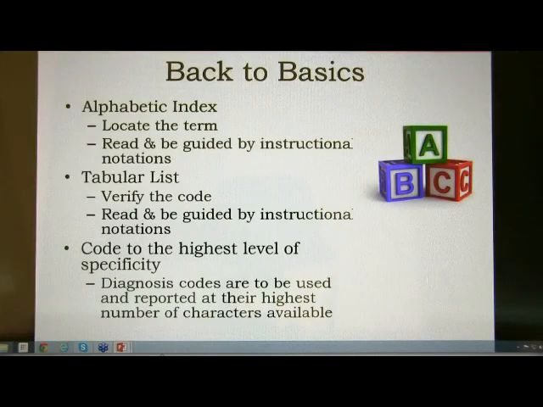Same as they always have. The front's the index where codes are looked up. In the back is the tabular with the further definitions of those codes. We always are told to look up in the index, go verify it in the tabular to make sure that you have your code to the highest level of specificity. If you have coders on staff, that's a primary function for them. So if you're giving them the base code or giving them a written diagnosis, they would be going in verifying that there are no additional digits or characters required for the code chosen.